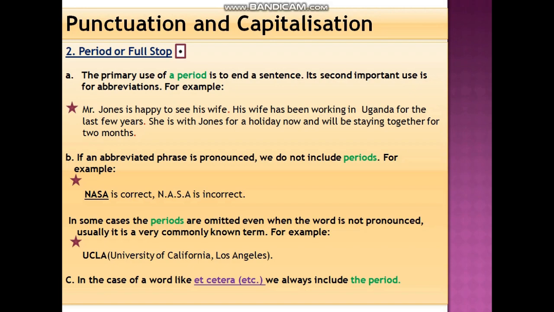For example, NASA is correct, but N.A.S.A. is incorrect. Is it clear, student? Next. In some cases, the period is omitted even when the word is not pronounced. Usually, it is a very commonly known term. For example, UCLA, University of California, Los Angeles.